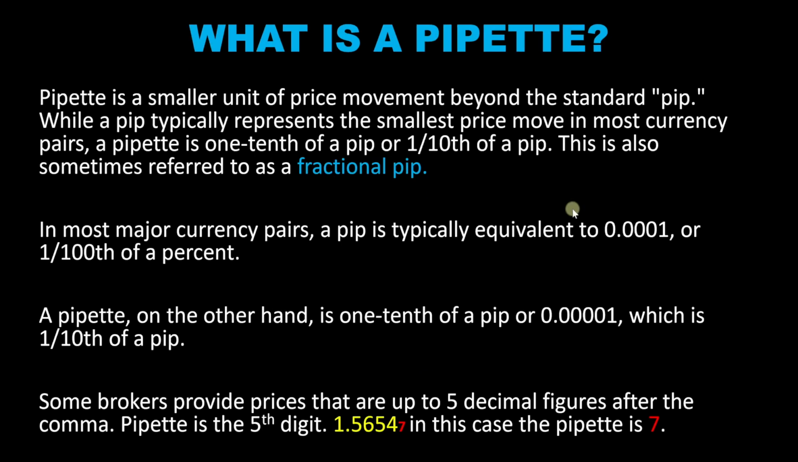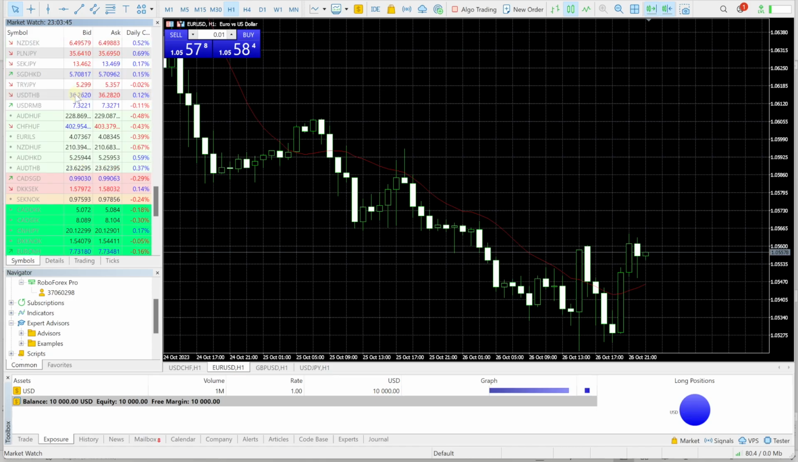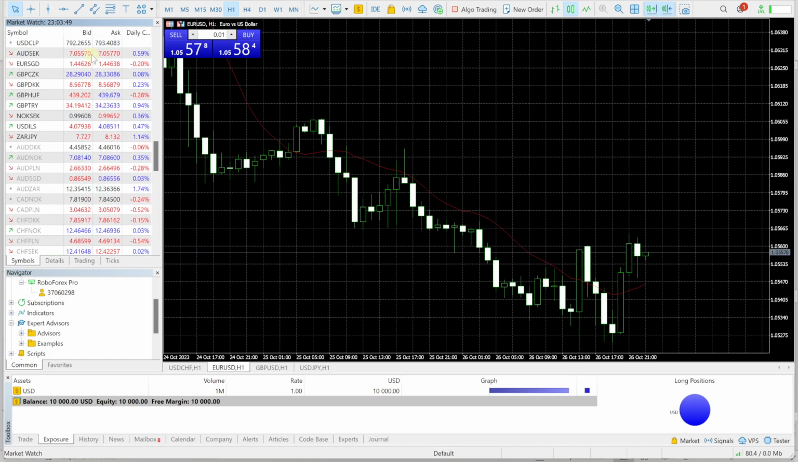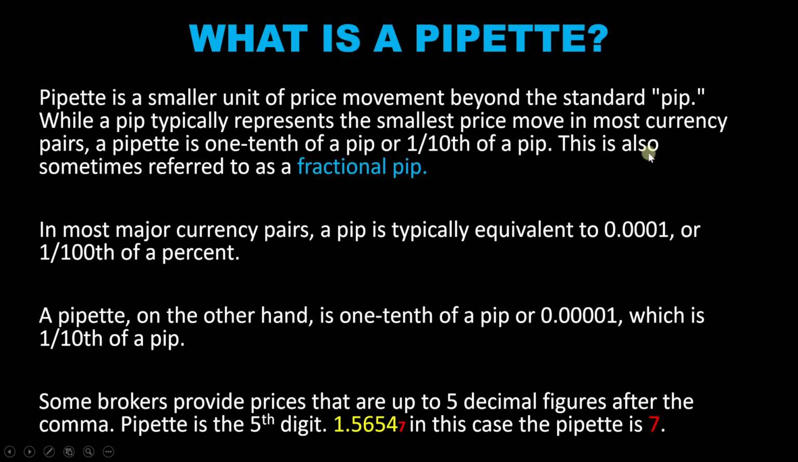What is a pipet? Now we want to see what a pipet is, because we've been talking about pipet, but now we want to know what a pipet is. A pipet is a smaller unit of a price movement beyond the standard pip, while a pip is typically the smallest price move in most currency pairs. A pipet is 1/10 of a pip. So if you see a pipet like this one here, this one becomes the last 1/10 of a pip. This is like a second. A pipet is 1/10 of a pip, and this is also sometimes referred to as a fractional pip.